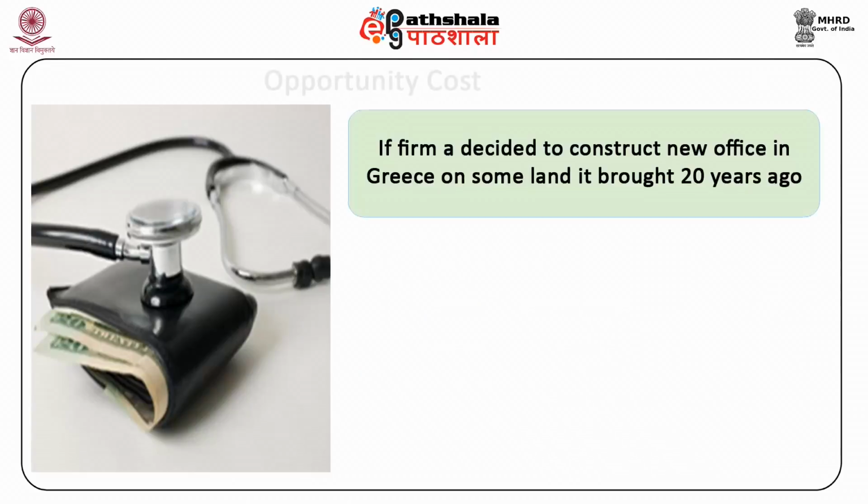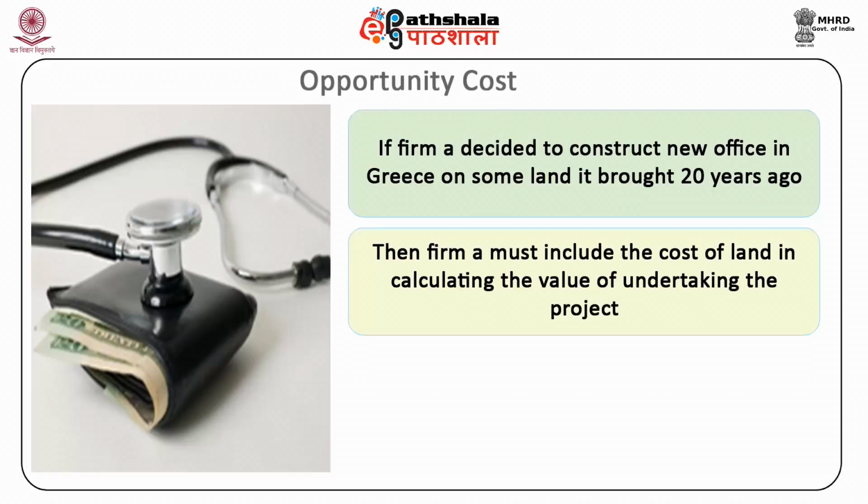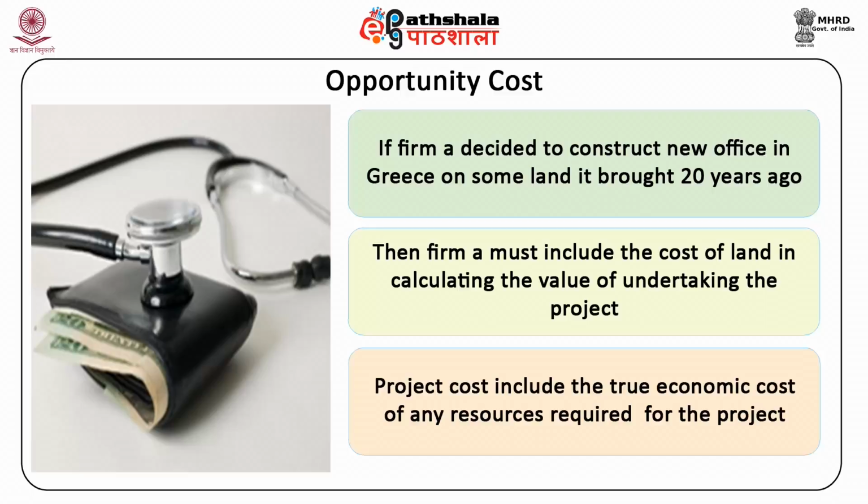Opportunity cost. If firm A decided to construct a new office in Greece on some land it bought 20 years ago, then firm A must include the cost of the land in calculating the value of undertaking the project. It is important to make estimates based on the current market value of the land, not the price it paid 20 years ago. Therefore, project cost includes the true economic cost of any resources required for the project, regardless of whether the firm owns the resources or has to go out and acquire them.